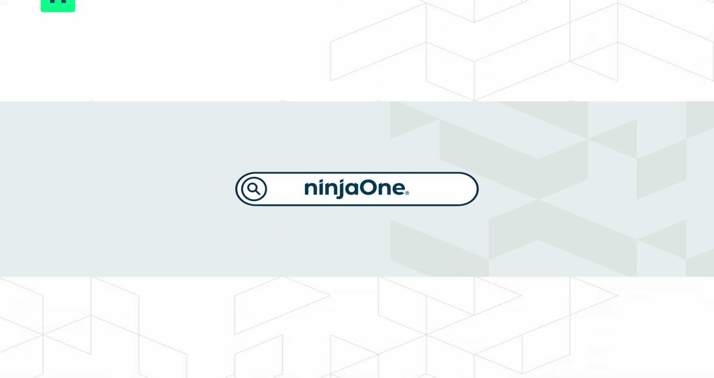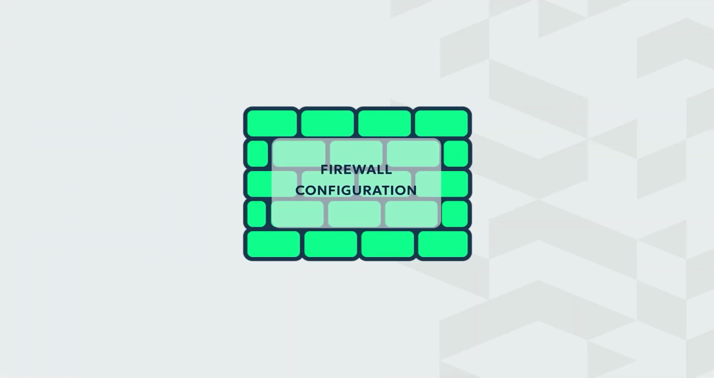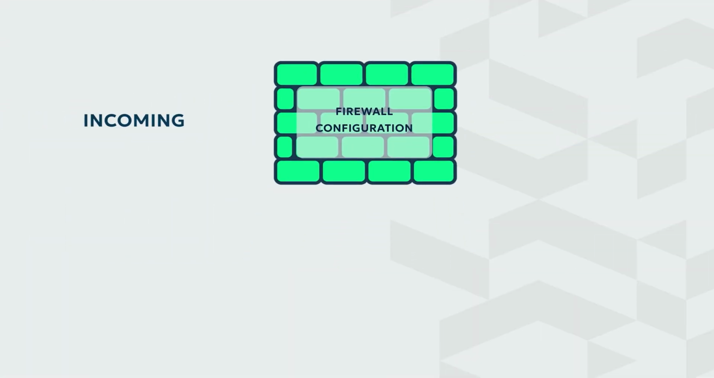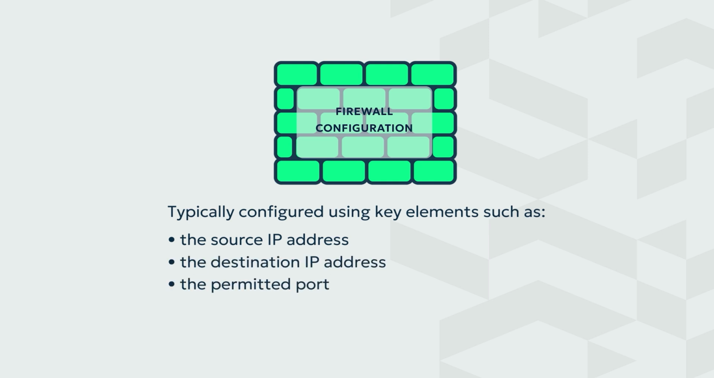What is a firewall configuration? A firewall configuration refers to the rules and settings that dictate how a firewall should manage both incoming and outgoing network traffic. They're typically configured using key elements such as the source IP address, the destination IP address, the permitted port, and labels and notes.